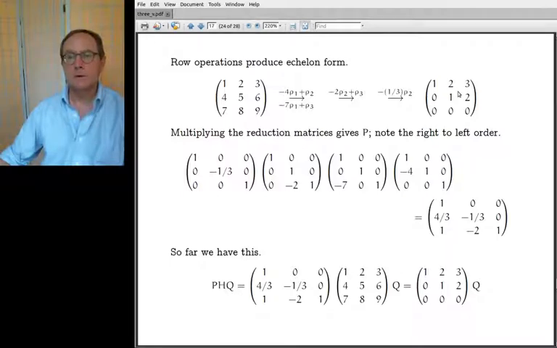See the -4 row 1 plus row 2? Minus 4 row 1 plus row 2. Remember, it's got to go on the right. That's because of the order in which these things get multiplied. Minus 7 row 1 plus row 3, there it is. Minus 2 row 2 plus row 3, there it is. Turn the diagonal entries into ones, there it is. When you put those four together, they perform these operations. If you multiply them all together, and it took me a while to get it right, you get this fella here. It just happens to be what you get.